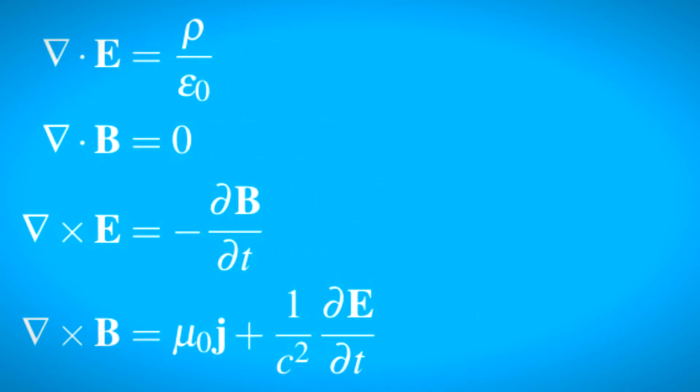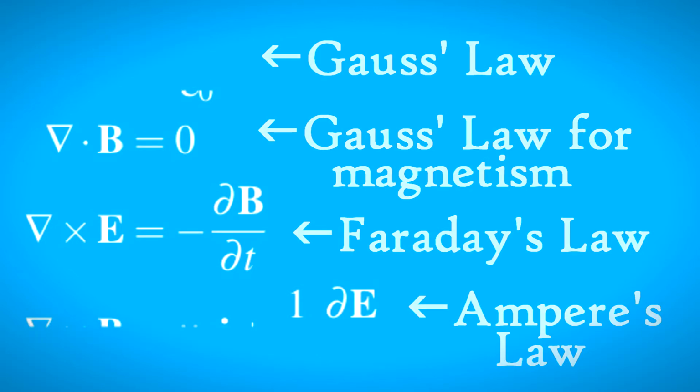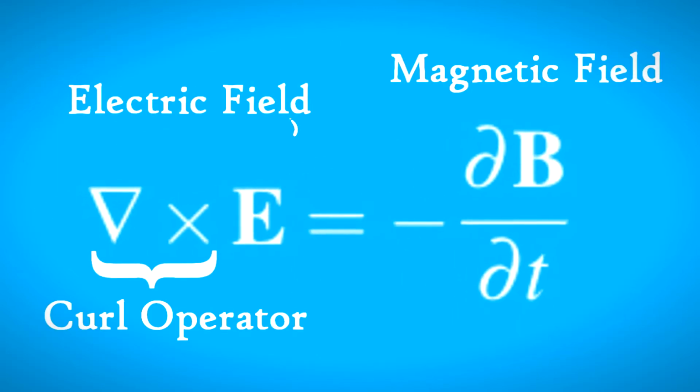There are 4 equations in their differential form: Gauss's law for magnetism, Faraday's law, and Ampere's law. For this presentation, we'll focus on the application of Faraday's law in electrical engineering. Faraday's law shows that a changing magnetic field within a loop causes an electric current to be induced. In mathematical terms, the equation indicates that the greater the change in the magnetic field over time, the greater the curl of the electric field, and thus a greater current is induced.